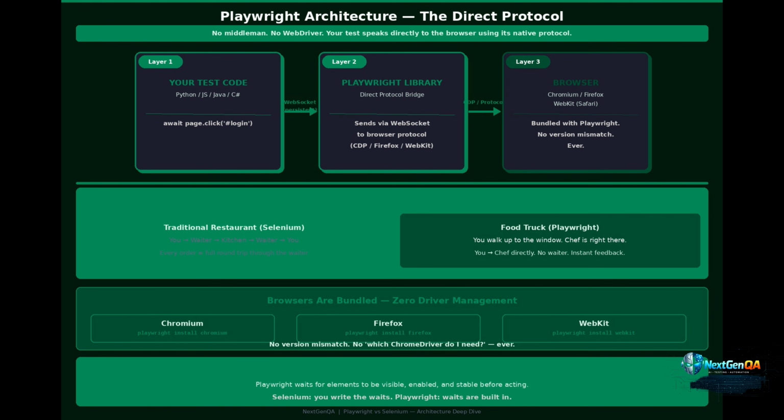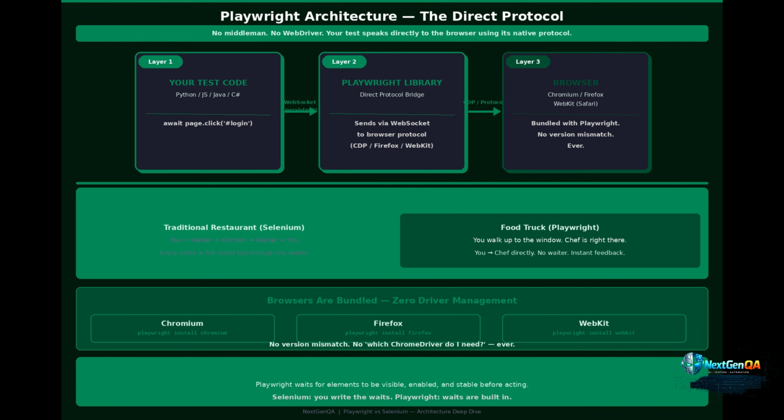And Playwright bundles its own browsers. When you install Playwright and run playwright install, it downloads its own versions of Chromium, Firefox and WebKit that are guaranteed to work. No version mismatch. No "ChromeDriver 115 doesn't work with Chrome 116" errors ever.